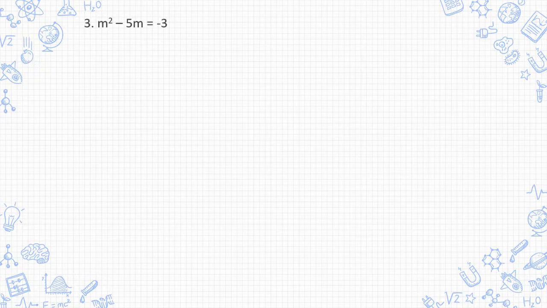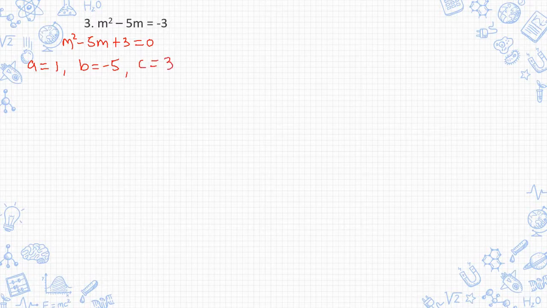We'll do one more sum, and the next sum is m squared minus 5m is equal to minus 3. First we'll just rearrange this. We'll take the minus 3 on the other side. So we have m squared minus 5m plus 3 equal to 0. If we compare it with the general form of the quadratic equation, we have a as 1, b as minus 5, and c as 3.